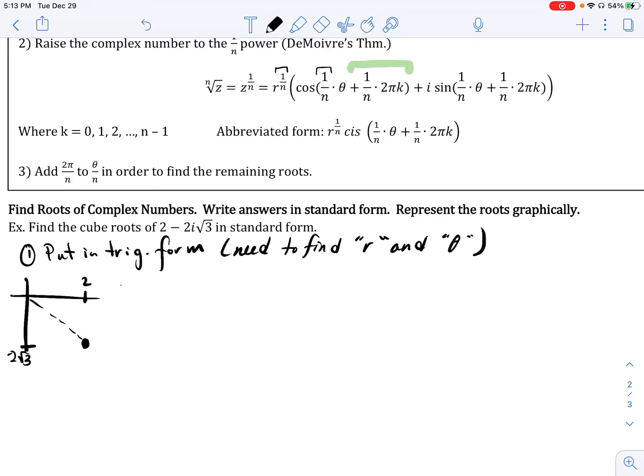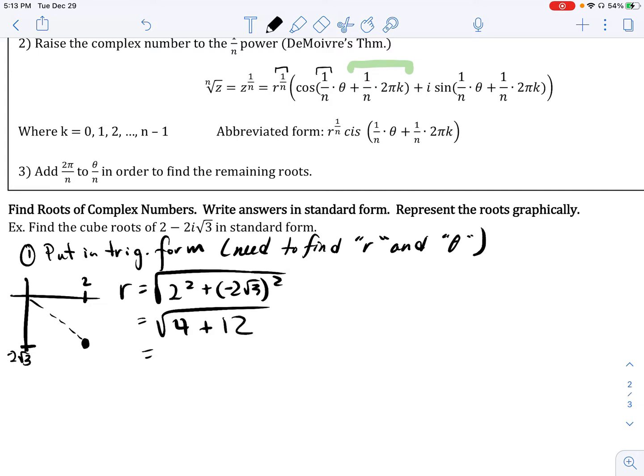So let's find r. R is simply, again, using the distance formula, we would say our horizontal component, 2 squared, plus -2 root 3 squared. So if we expand that out, we got 4 plus, that would be 4 times 3, so that's 12. And that gives us a nice clean square number. So root 16, that would give us 4. So our modulus, or our distance, or our magnitude, however you want to describe it, is 4.